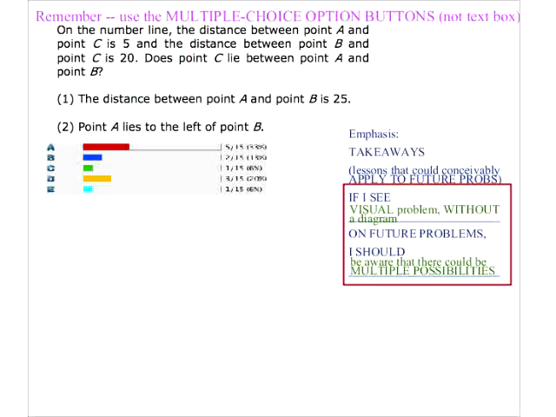Instead, there's usually a reason, and the reason is usually this. If they don't give you a diagram, the reason they're not giving you a diagram is, the vast majority of the time, because there are multiple ways in which you can render the diagram. So let's take a look. The distance between point A and point C is 5. These are just distances. And the distance between point B and point C is 20. How could we have multiple situations here? Tell me in the text box how we could render this diagram in different ways.